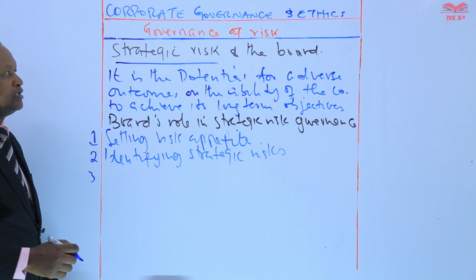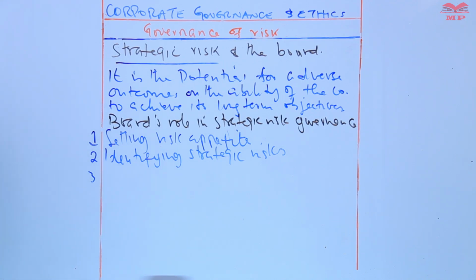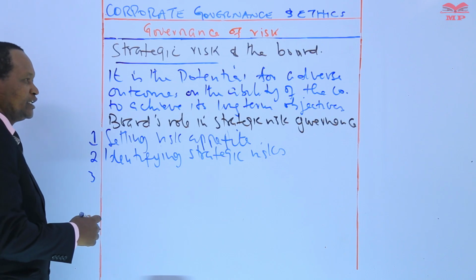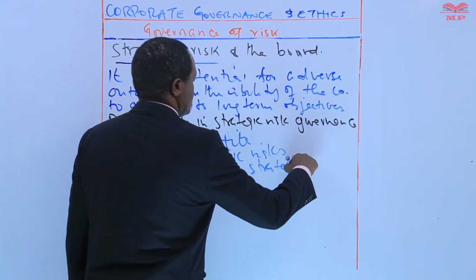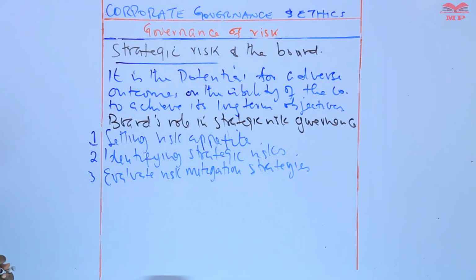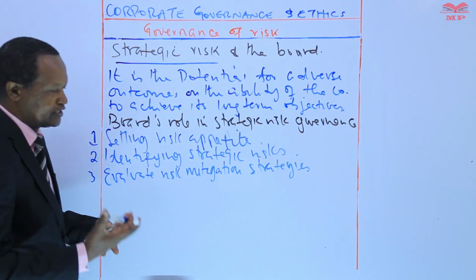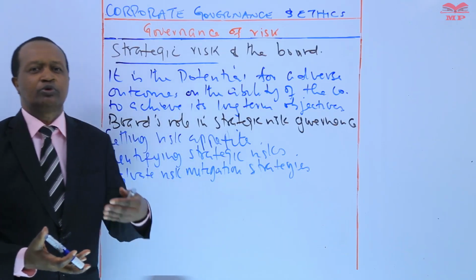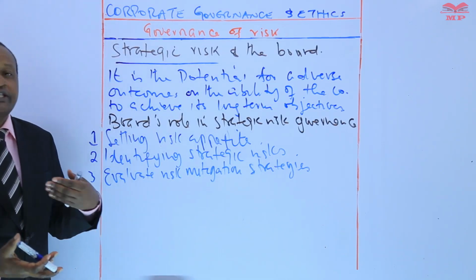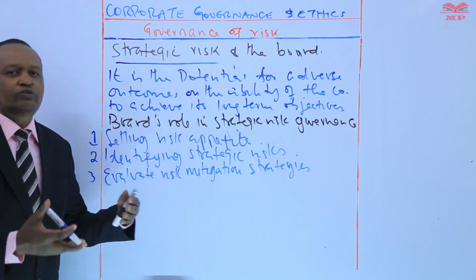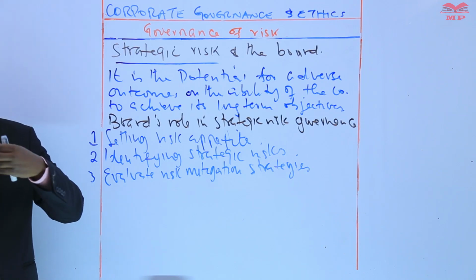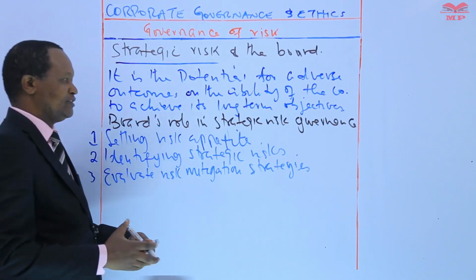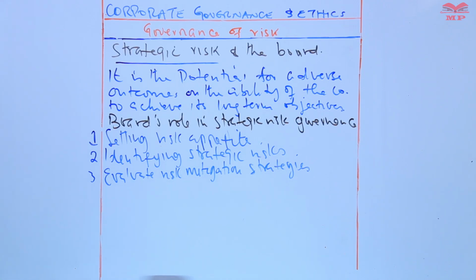Number three, it is the role of the board to evaluate risk mitigation strategies. The board evaluates the effectiveness of risk mitigation strategies proposed by management, and that involves considering the costs and benefits of different approaches and then ensuring that adequate controls are in place to manage the identified risks. That is the third role.